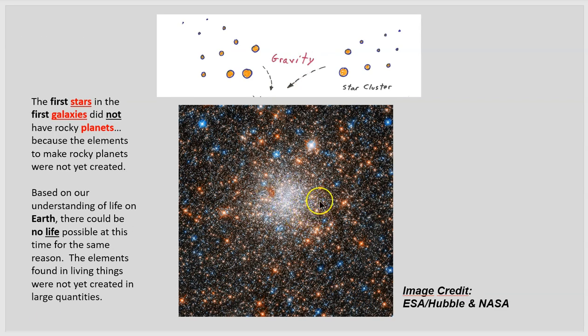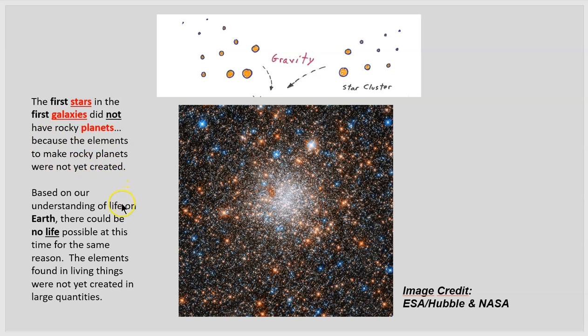Now here's a beautiful star cluster, a picture taken by the Hubble Space Telescope. And a star cluster is just that, a cluster of stars. There might be hundreds of thousands of stars here. Now if we're imagining these stars today to be the first stars in the early universe, then we have to imagine these stars did not have rocky planets. So there were no planets yet in the early universe here. And why is that? Because the elements to make rocky planets were not yet created.